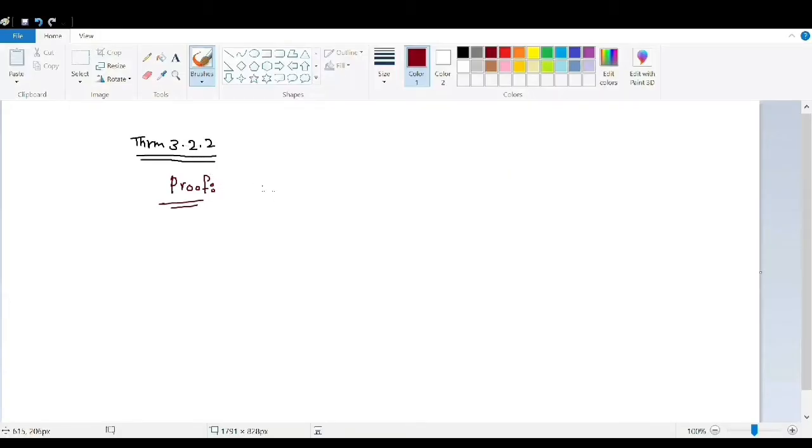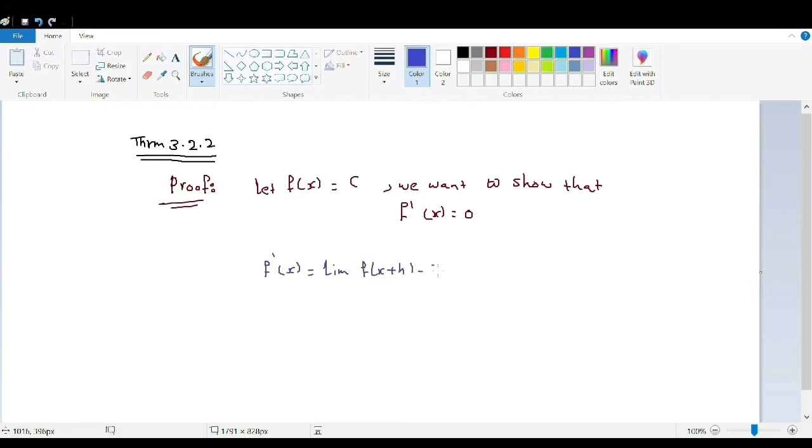So here we say let our function f of x be equal to c. We want to show that f prime of x is equal to 0. So we want to show that the derivative is equal to 0. So we use the definition. f prime of x is equal to the limit of f of x plus h minus f of x over h, and we take the limit when h approaches 0.